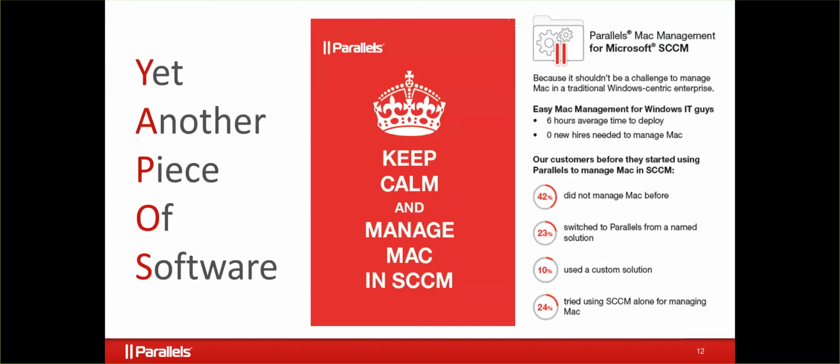42% of our customers never even managed a Mac before they brought on Parallels for Mac management. 23% of them switched from one of those other solutions from the last slide to bring in Parallels Mac Management. About 10%, 1 in 10, used a custom solution that they had to build themselves, or some guy who they inherited the department from 10 years ago invented himself. And then 24% tried to use SCCM alone to manage the Macs. That wasn't working for them because there's only like 4 or 5 things that you can do within SCCM natively to manage a Mac. So that's where those people came from.